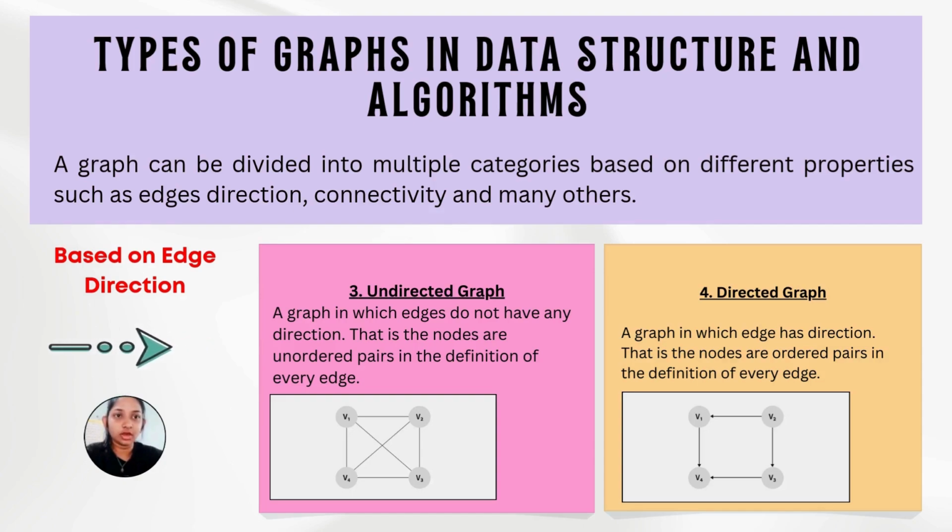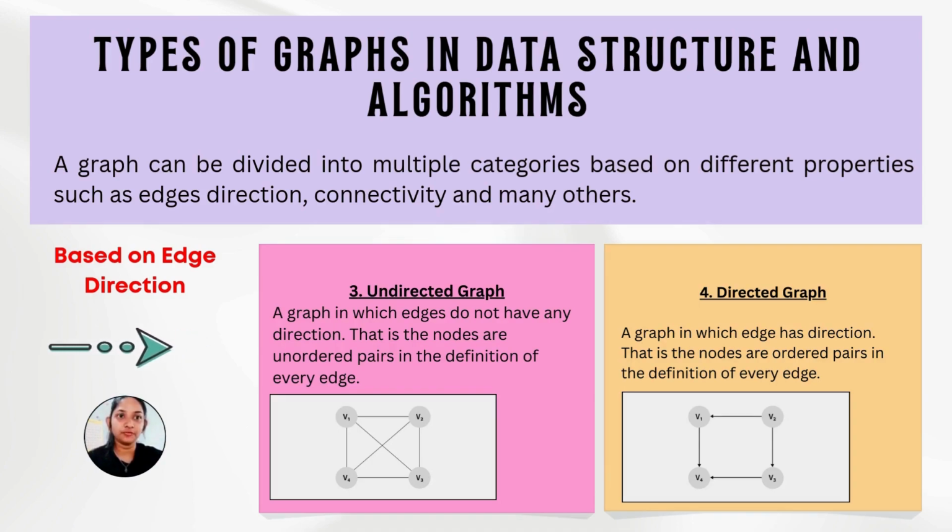An undirected graph is a graph where edges do not have any direction. In this type of graph, the connection between nodes is two-way. This means the nodes are unordered pairs in the definition of every edge. For example, if there is an edge between A and B, you can go from A to B and also from B to A.